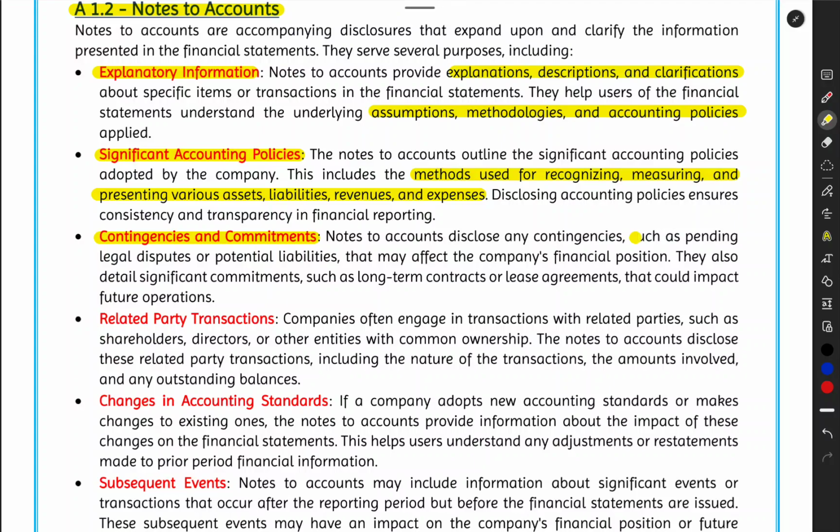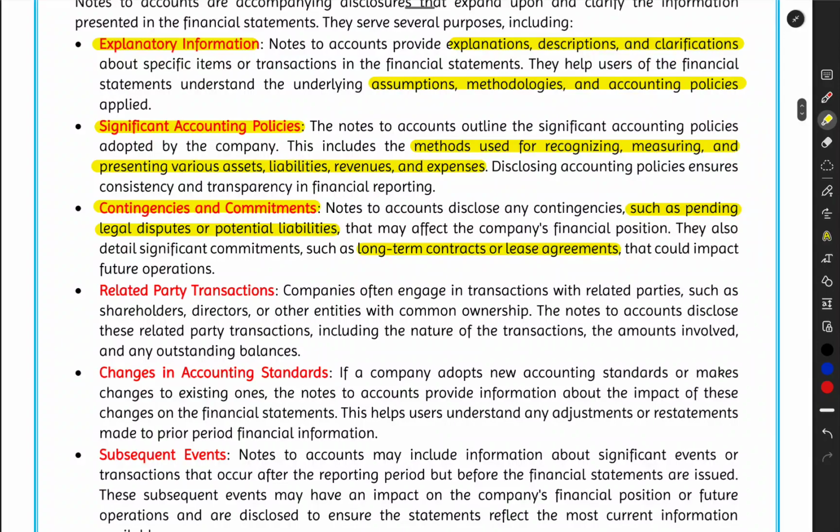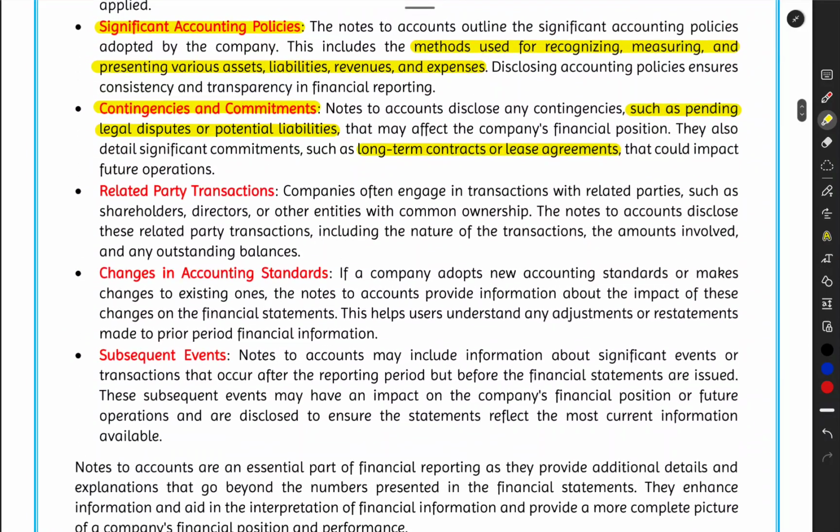Look at this. Contingencies such as any pending legal disputes, any potential liabilities that might be there, they might affect the company's financial position. Sir, they are not there yet. At this point, we don't have a liability, but there might be a liability in the future. That also must be shown in the notes to accounts in the contingencies and commitments section. Sir, what are commitments? For example, the company has signed a lease agreement for the next 10 years. Shareholders should know that. What are the committed liabilities for the future? Long-term contracts, lease liabilities that could affect the future, that also will be shown in the notes to accounts in the contingencies and commitments section.